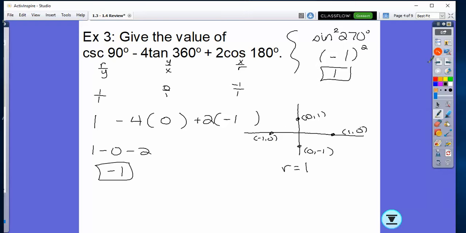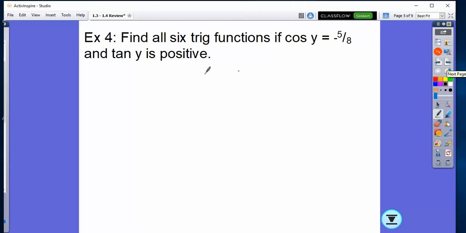Next thing. So this is more like what we were doing yesterday with our work today. I might give you the value of one of the trig functions. We know cosine is what? X over r. Which of those would get the negative? The x or the r? The x, because r has to be positive. So that means my x would be the negative 5, my r would be the positive 8. Then we could find our y.